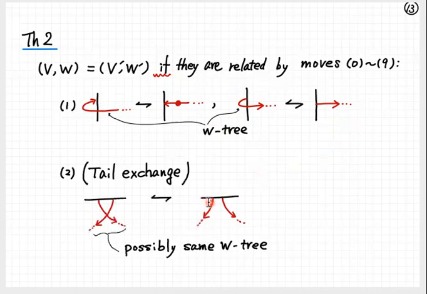Okay. So here is move two. This figure means the positions of tails of double trees can be exchanged. So this is called the tail exchange move. Here we remark that these two tails may possibly be contained in the same double tree.